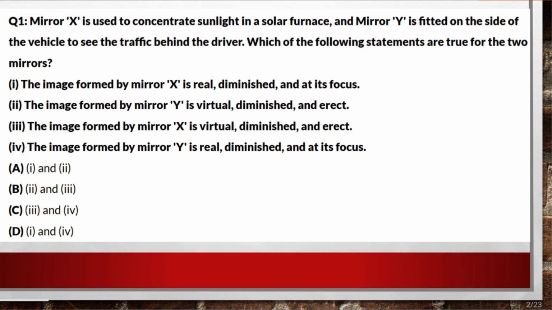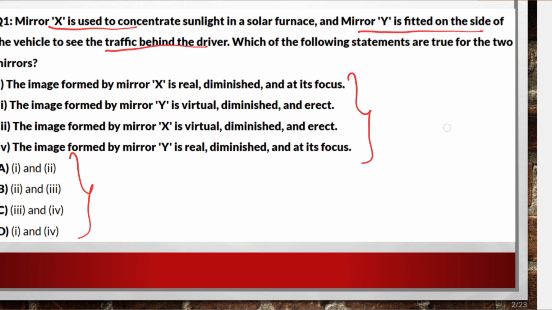So the first question is an MCQ. Mirror X is used to concentrate sunlight in a solar furnace and mirror Y is fitted on the side of the vehicle to see traffic behind the driver. Which of the following statements are true for the two mirrors? So they have given you 1, 2, 3, 4. Out of these 4 statements, which 2 statements are correct? So you need to choose the correct option from A, B, C and D.